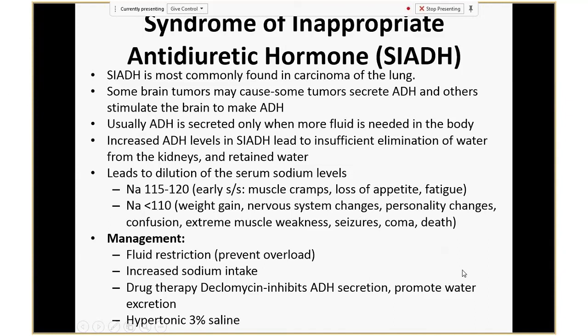SIADH, this is going to be from what we learned about last unit. It's most commonly found in carcinoma of the lungs, and you can also deal directly with tumors on the brain. So obviously SIADH is when you're producing too much antidiuretic hormone. So if you're producing too much antidiuretic hormone, you're not going to be peeing as much, and it's going to retain a whole bunch of fluid.